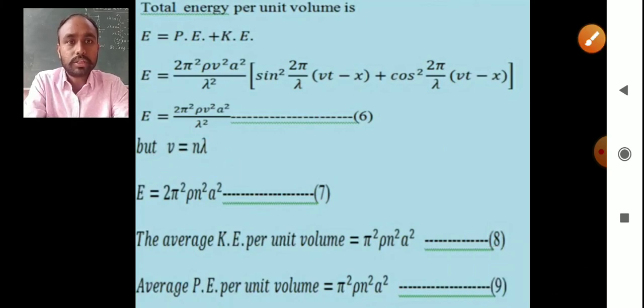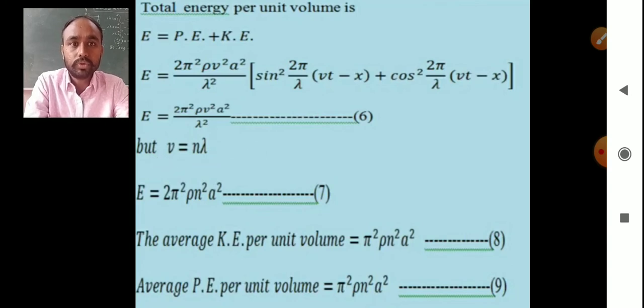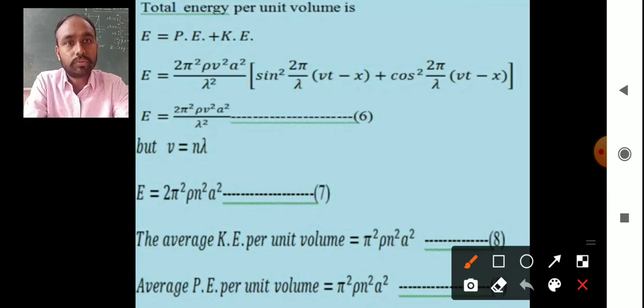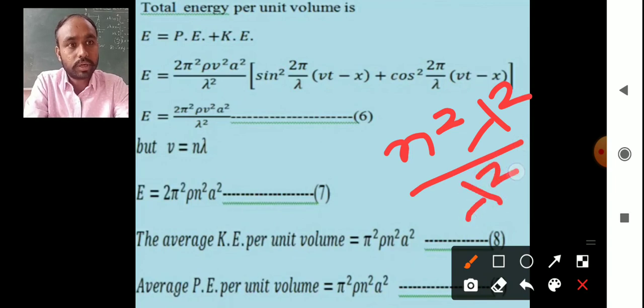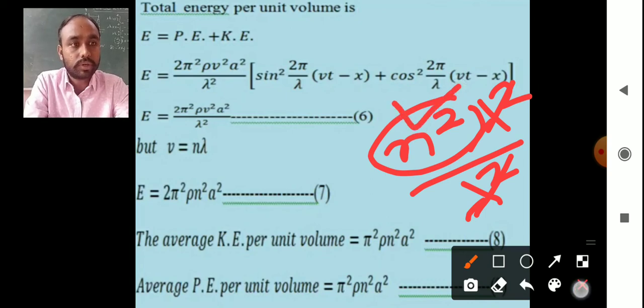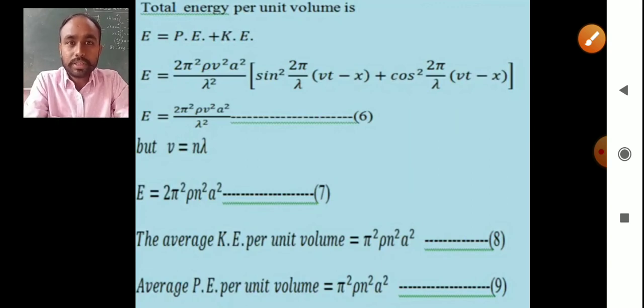So velocity is equal to frequency into wavelength, v = nλ. If we substitute v = nλ in this equation, v² means n²λ², so in the numerator we have n²λ², and in the denominator we already have λ². So this λ and this λ get cancelled, and only n² survives from the v². The remaining 2π²ρa² stays as it is, and we get a simpler equation: E = 2π²ρn²a², equation number 7, and that is the total energy of the plane progressive wave.